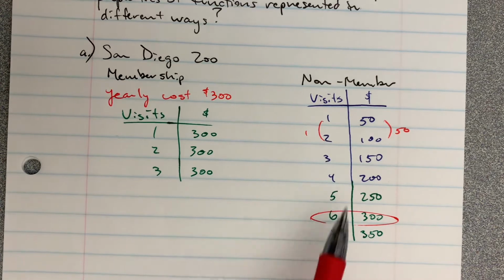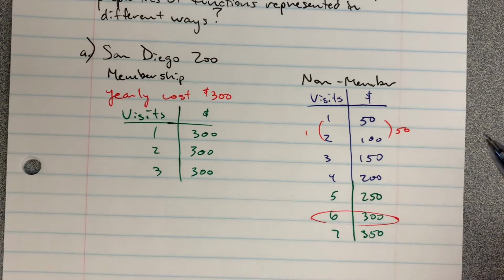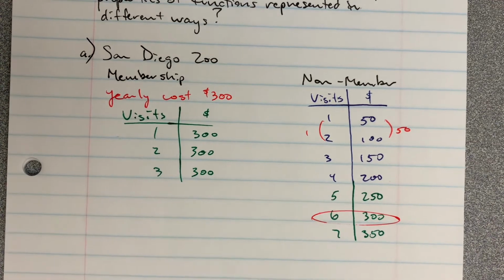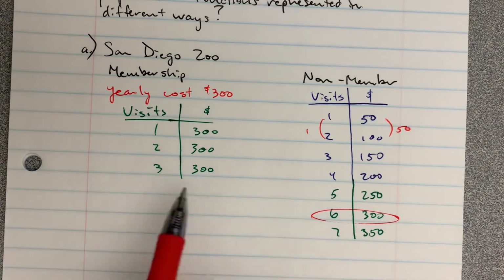See, if I go 6 times as a non-member, it's going to cost me $300. As a member, though, if I go 1 time, it's $300. If I go 6 times, it's $300. So I have to be a smart consumer here and ask, am I going to go to the zoo a lot during the year? Now, if you have a family, those things change. But if you're going by yourself, is it worth it to get the membership or not? I have to go more than 6 times for it to be cost effective for me to be a member. Okay?